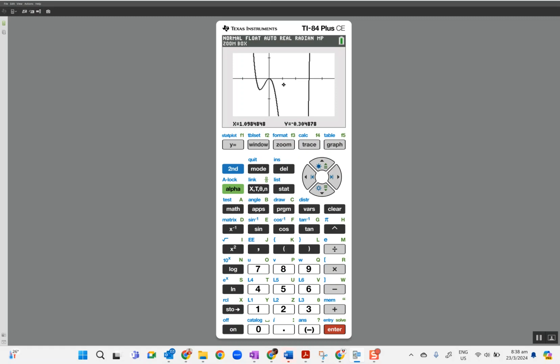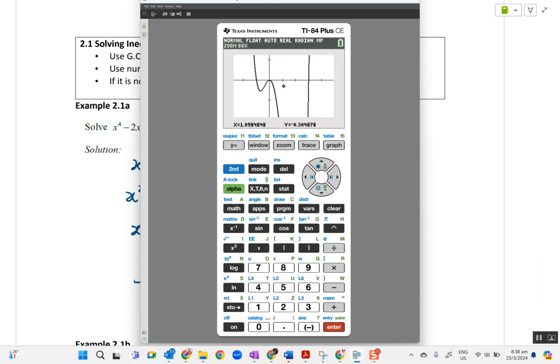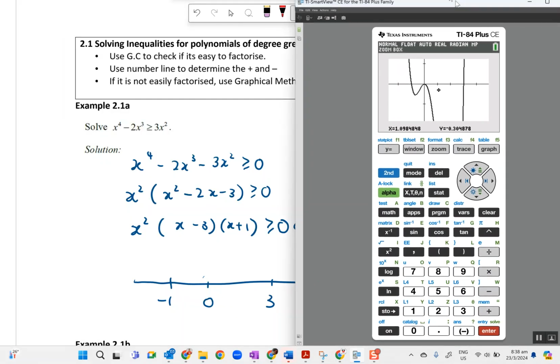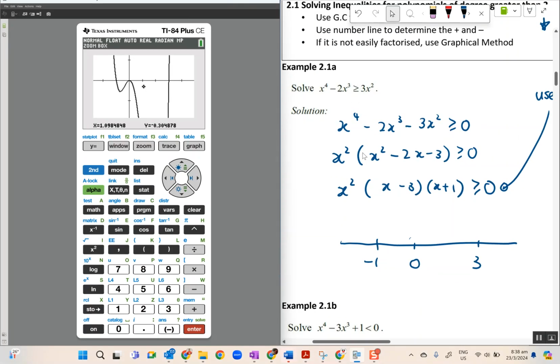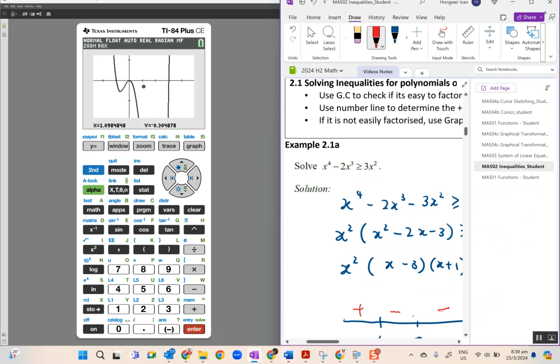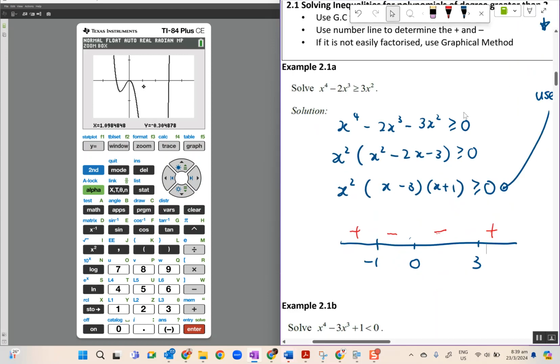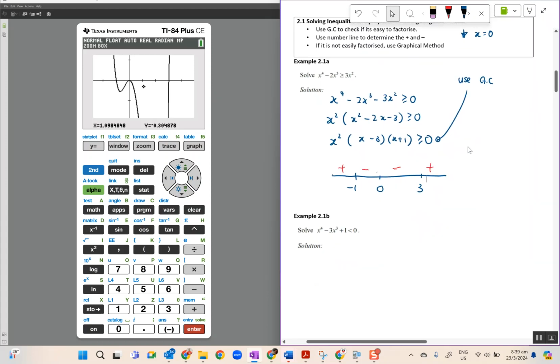So when you are going to write your plus minus plus in this sense, looking at the GC, it is going to be written in this way. The left side of minus 1, positive. The right side of minus 1, because it goes under the axis, negative. Be careful. Look at 0. 0 is here. After 0 is still negative. So this is negative still. Here is 3. The right side of 3 is positive. So this is how your plus minus plus is going to be like when you have a 0 as your root. It's going to affect the plus minus plus dramatically.